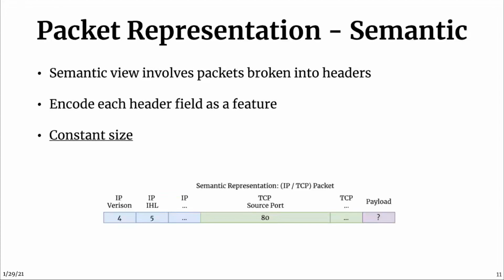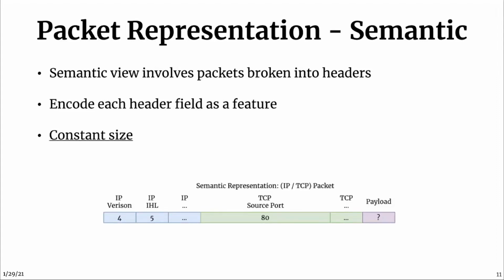So what is an example of something that meets some of these requirements? The classic way we started was, okay, we can use our semantic understanding of packets to build a standard representation. This semantic view involves packets being broken into headers, and then each header is broken into fields, right? So we have a packet, and then we have the IP header, and then we have the TCP header, and then those are broken up even further into fields like the source port and the version.